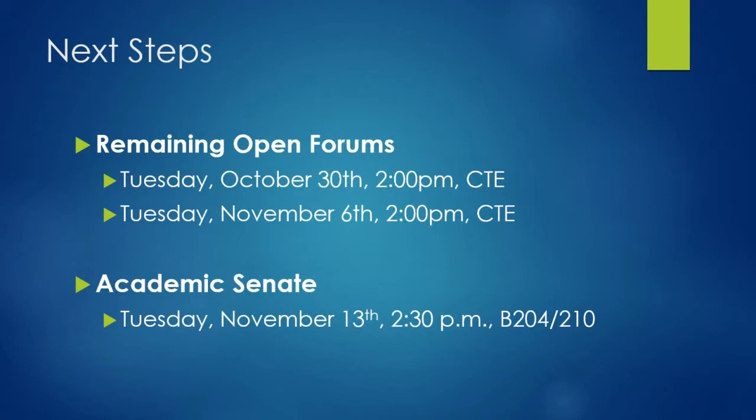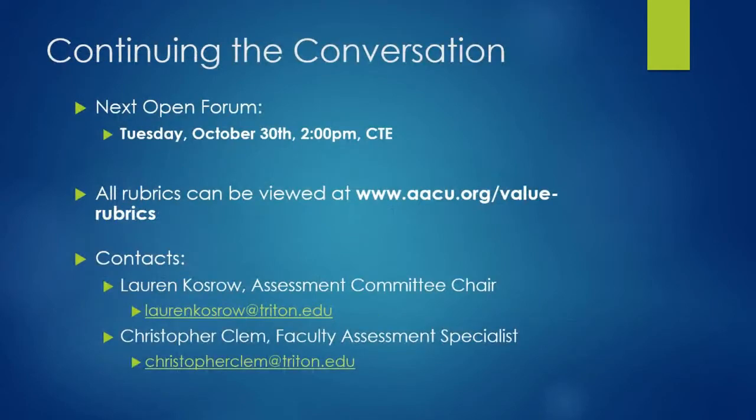All right. Great. So the next open forum, to give you a chance to absorb this information and come back with some comments and feedback, will be on Tuesday, October 30th. And all the rubrics, you have a paper copy, but an electronic copy can be found at aacu.org/value rubrics, or if you just type into Google AAC&U value rubrics, you'll be able to pull them up.